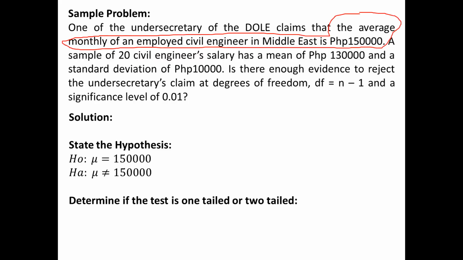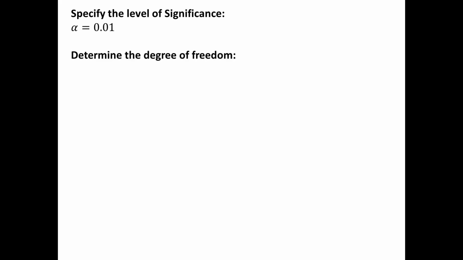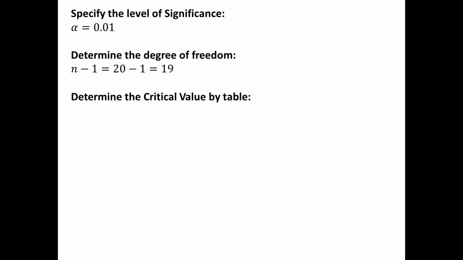Since two tail dyan, okay, ang level of significance natin, it was already mentioned here, that 0.01. Okay, level of significance is 0.01. Kapag two tail, and determine the degree of freedom, 19. Ile-less lang natin yung number of respondents sa 1, so we can have 19. So yung 19 at saka yung 0.01 na level of significance, gagamitin natin sa pagdetermine ng critical value using the table. And this is the table. Okay, critical value is 2.861 daw.